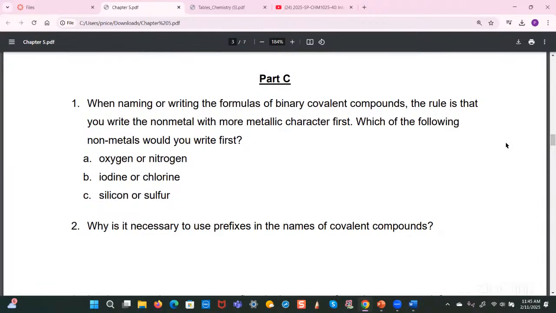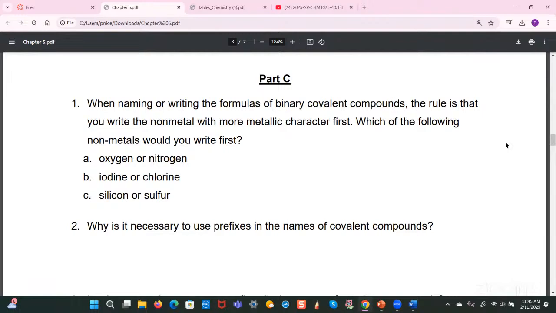So let's move on now to part C, which deals with a different type of compound. It's binary, but this time we're dealing with binary covalent compounds, right? These are compounds that are made up of two elements, and these elements are nonmetals. That's the difference between binary covalent or molecular compounds and binary ionic compounds, which have a combination of a metal and nonmetal, right?